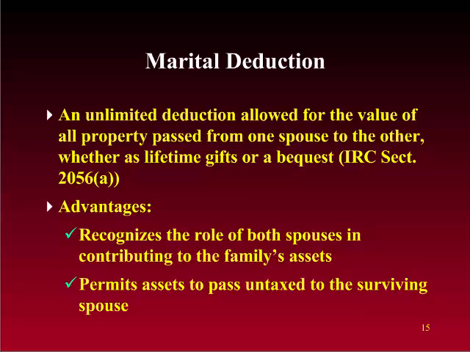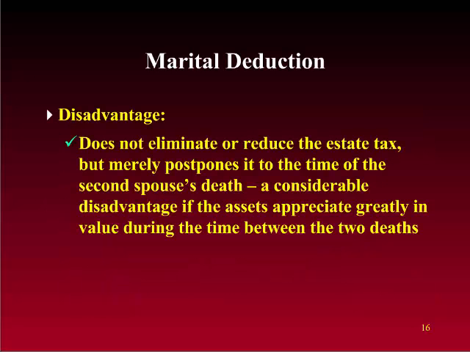Okay, another provision that's specifically in the tax code is called the marital deduction. This is an unlimited deduction allowed for the value of all property that's passed from one spouse to the other, whether as lifetime gifts or as a bequest. So the advantages of the marital deduction is, first of all, it recognizes the role of both spouses in contributing to a family's assets, and it permits assets to pass untaxed to the surviving spouse. The disadvantage is it doesn't eliminate or reduce the estate tax, it just postpones it to the time of the second spouse's death.